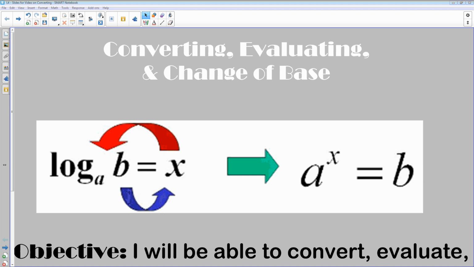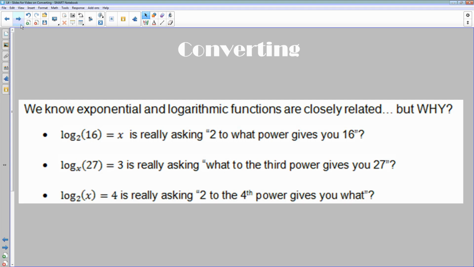Hi guys, today we're going to learn how to convert, evaluate, and change the base of logs. So we'll talk about simple logs and the natural log today. So with converting, we know obviously that exponentials and logarithmic functions are closely related, but why? Well, one of the reasons is they are inverses of each other, so they're definitely related in that. Another reason is they can be written in the same form, or a similar form.